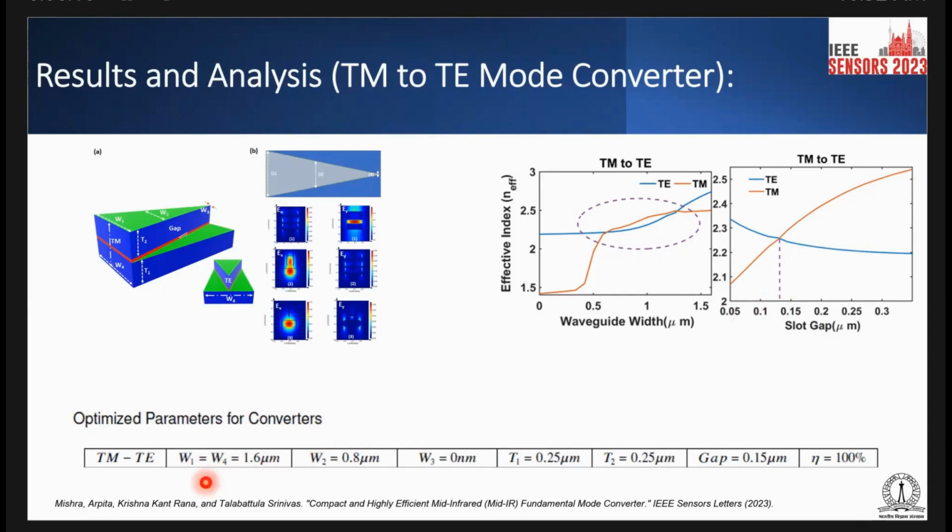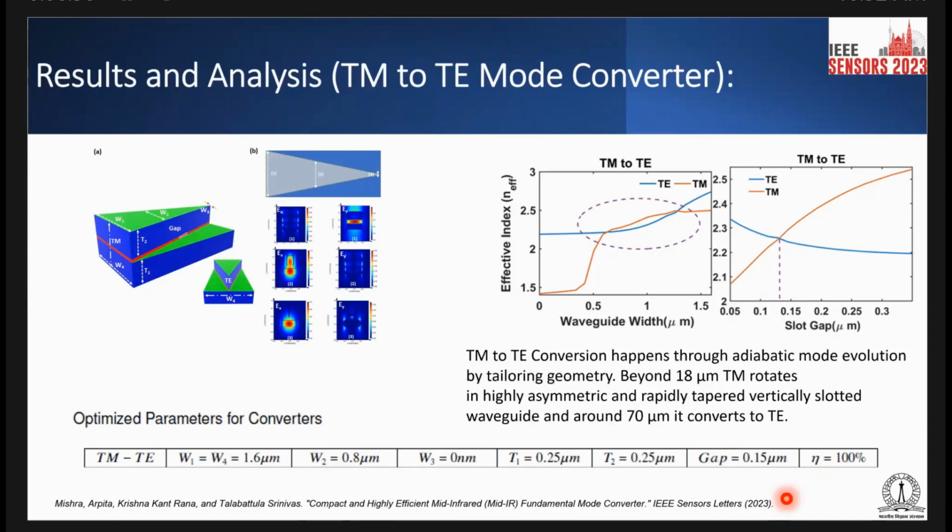W1 and W4, as shown in this figure, are 1.6 micron, and W2 is 0.8 micron. W3 is 0 nanometer. T1 is 0.25, T2 is 0.25, and the gap we have taken as 0.15. So we are getting 100% conversion from TM to TE. This TM to TE conversion happens with adiabatic mode evolution, by tailoring the geometry.